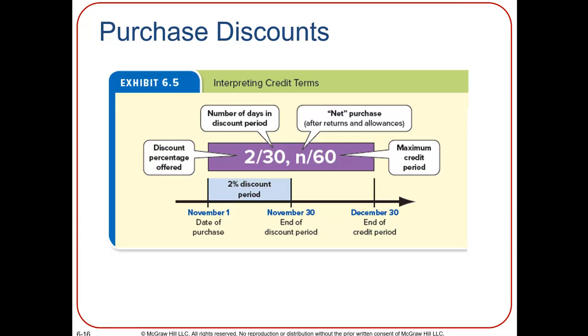Now, this is the normal way that you read a discount: 2% 30, net 60. If you pay within 30 days of the invoice date, you can take a 2% discount. Otherwise, if you go to that 31st day, you might as well just pay it in 60 days because that's when it's actually due. And there is no discount that you can take at that point.